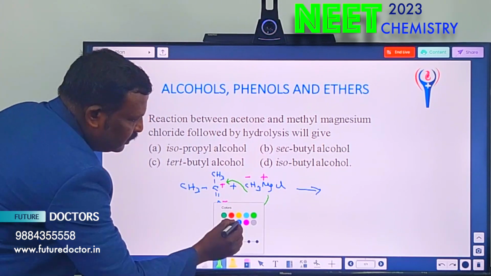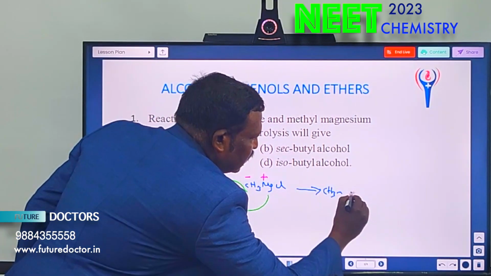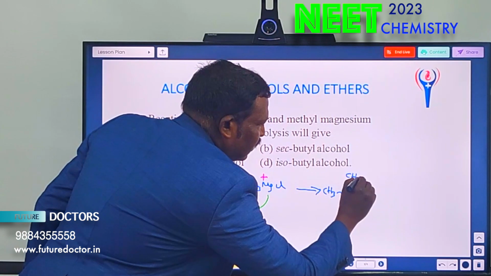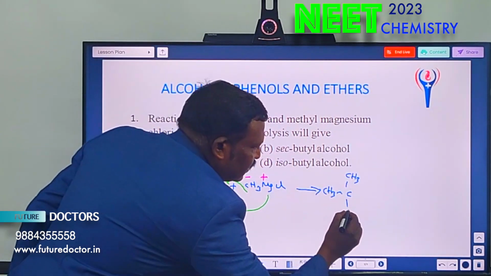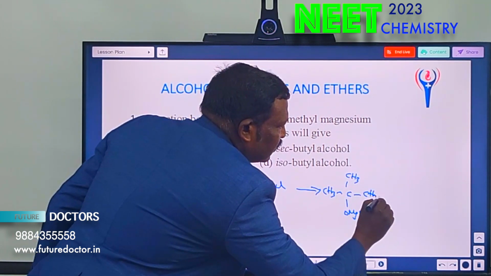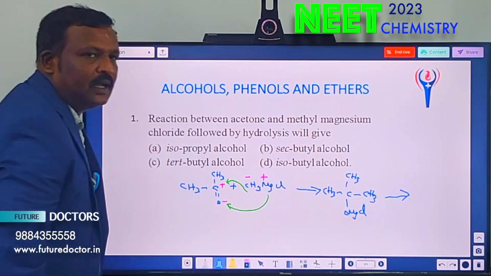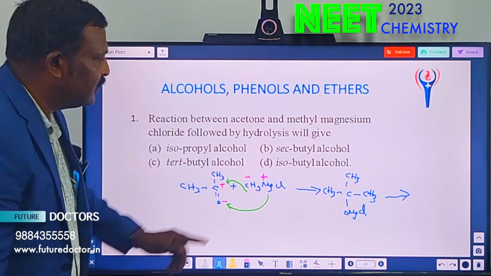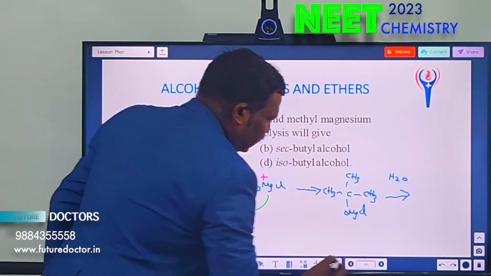So the product will be CH3, C, with the CH3 present as it is. Down below, the MgCl will come. Now the double bond becomes a single bond, so OMgCl here and CH3. Just add as it is. Then it is followed by hydrolysis.